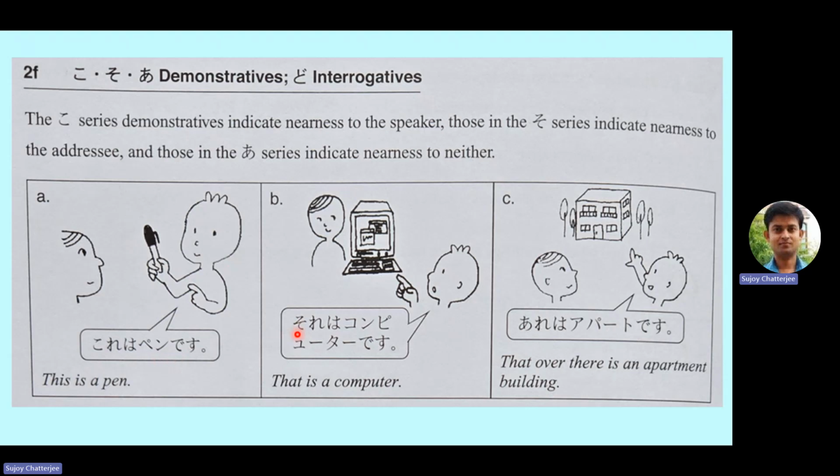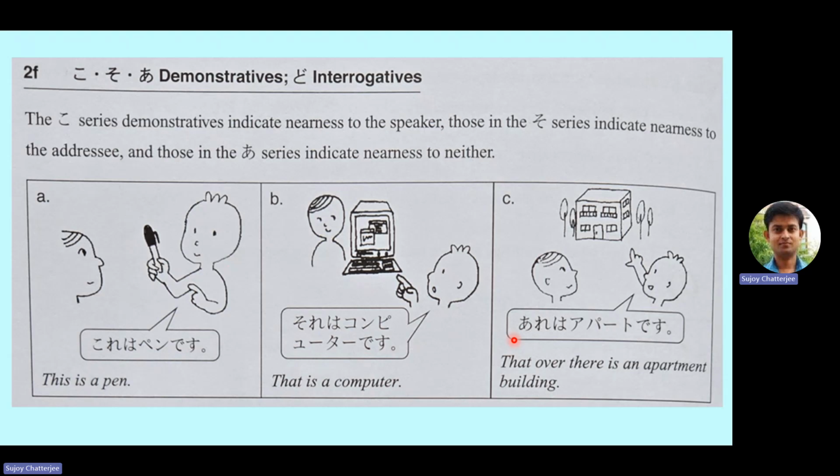The next is Sore wa computer desu. So as you can see, now this has become sore because this is the speaker, this is the listener. So the computer is near the listener or near the addressee to whom the speaker is speaking. So for him, it is not near his place. So that's why he will use sore wa. Although it's not near, it's not very far away as well. It's inside the room itself. So that is a computer now. Sore wa computer desu means that is a computer. So kore means this, sore means that.